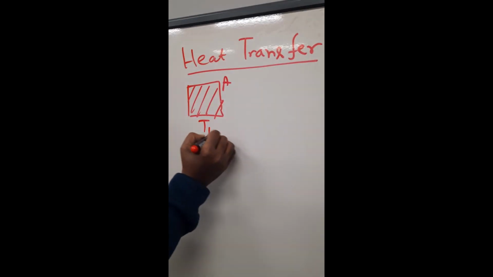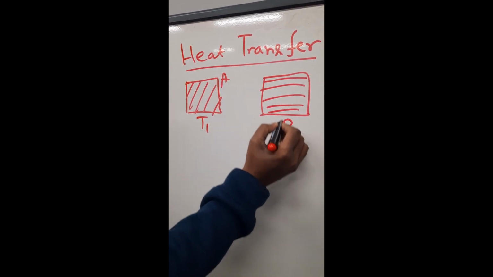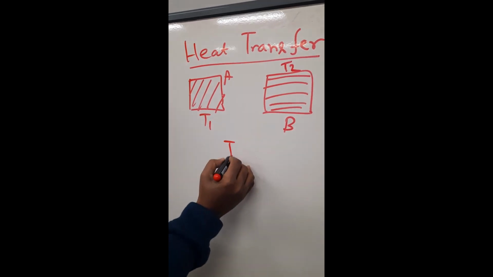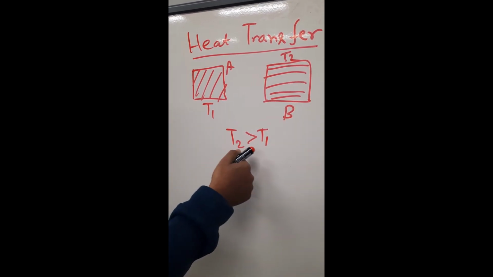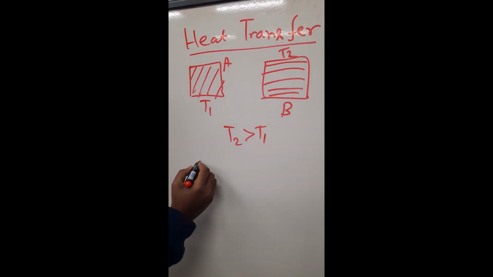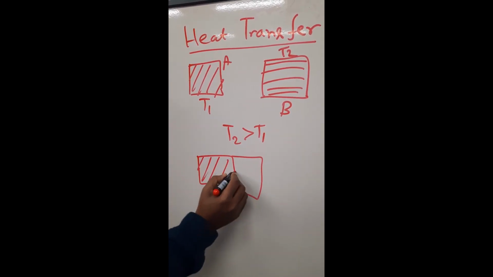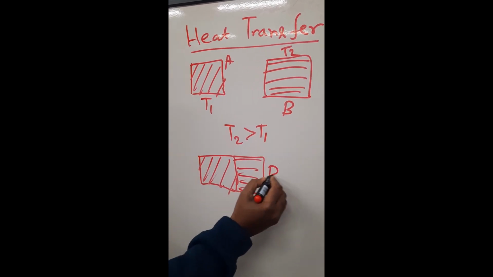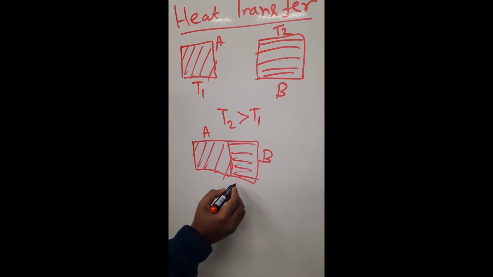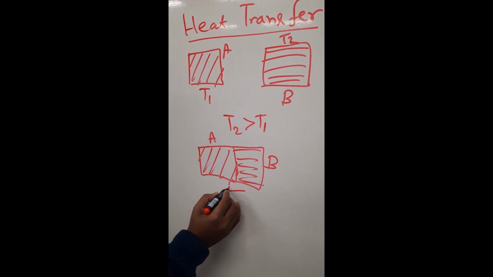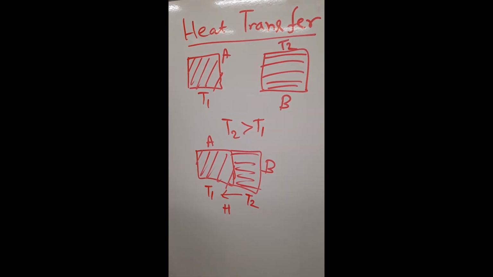with temperature T1 and another object B with temperature T2, so that T2 is greater than T1, which means object B is hotter or warmer than object A, meaning object B has a higher temperature than object A. Now if two objects come into physical contact, then we know that there will be a heat transfer from the warm object B to object A, and the heat is denoted as H.